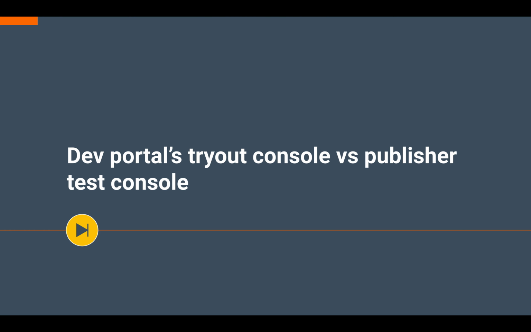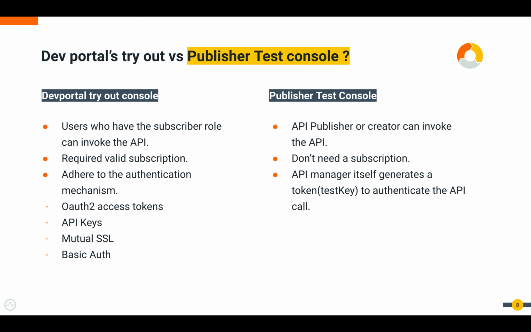As you all know, WSO2 API Manager uses an integrated Swagger console in the Dev Portal to invoke an API. Here, we will discuss the difference between the Dev Portal's test console and the Publisher test console. Users who have a subscriber role can only try out the API at the gateway. But when it comes to the Publisher test console, users who have the creator and publisher roles can test and try out the API.